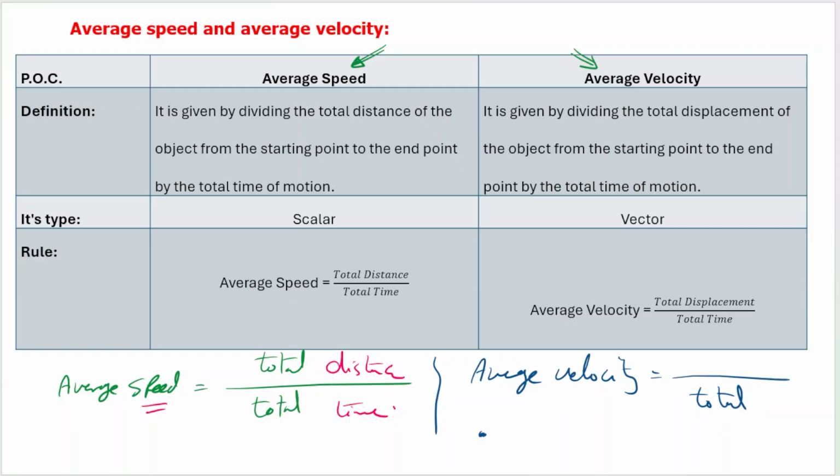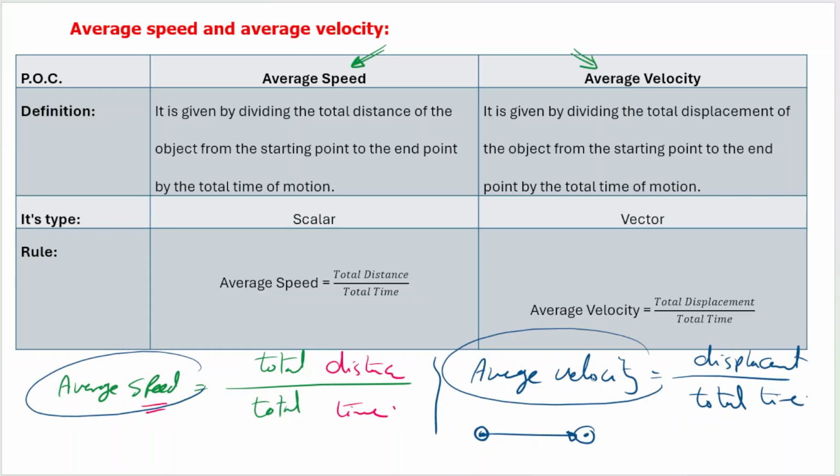because displacement is not interested in details. It's only interested in where the starting point is, where the ending point is, and the shortest straight line between them. So it's equal to the displacement, because it is a vector, over total time. So this is the difference between average speed and average velocity.